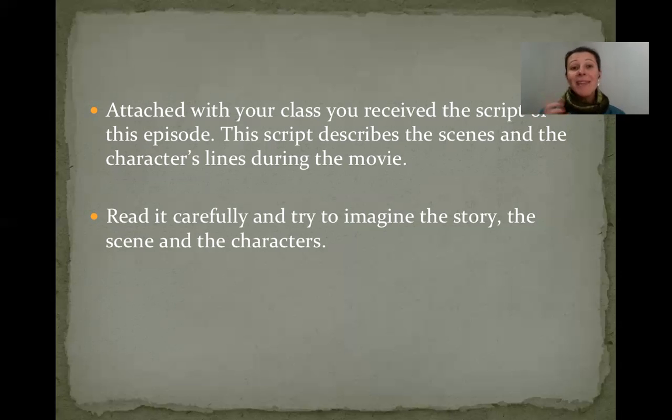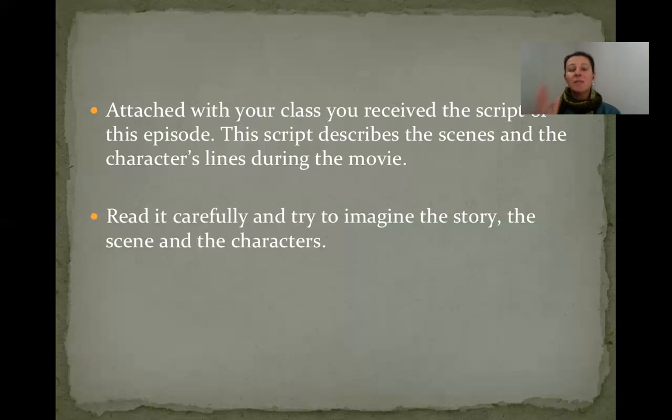Você já tem uma ideia de como é a Anne, por aquelas characteristics, okay? On the script, they put the scene, mas a scene é muito curtinha, eles não descrevem a scene, but, okay? You have more or less an idea what the scene is about, okay? Read it carefully and try to imagine.